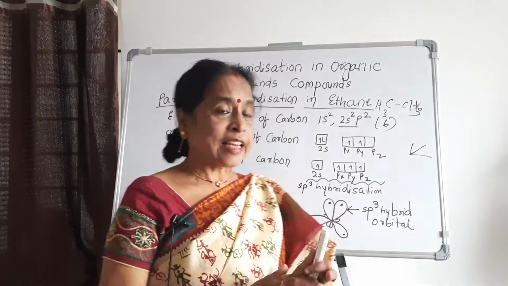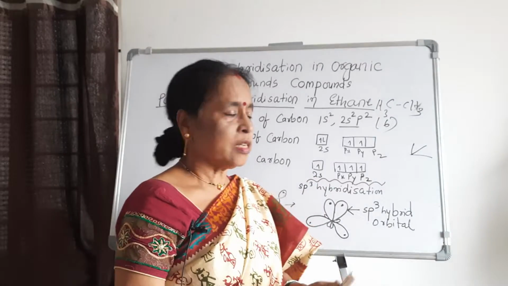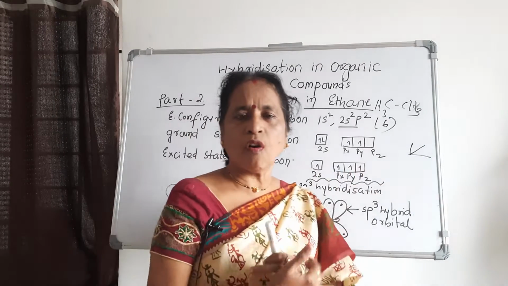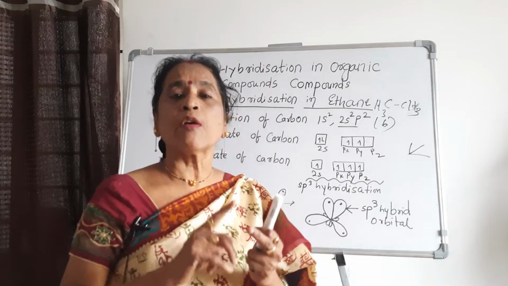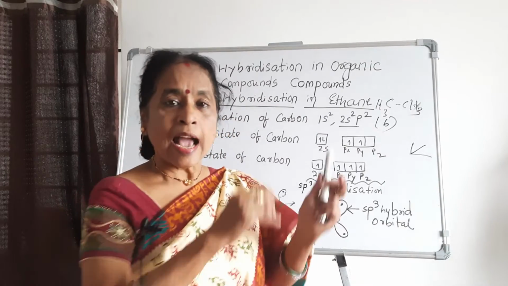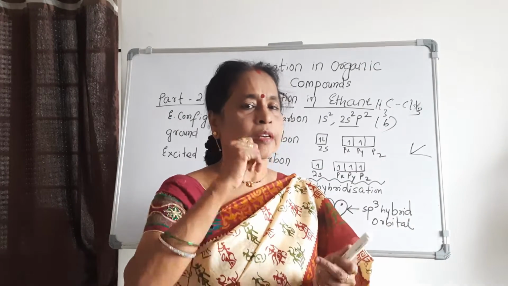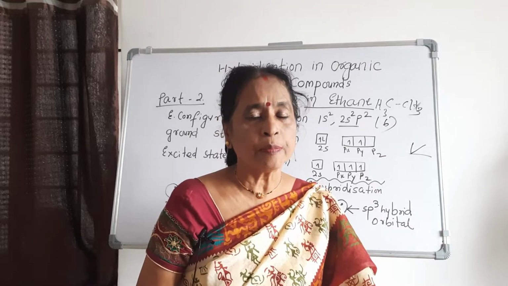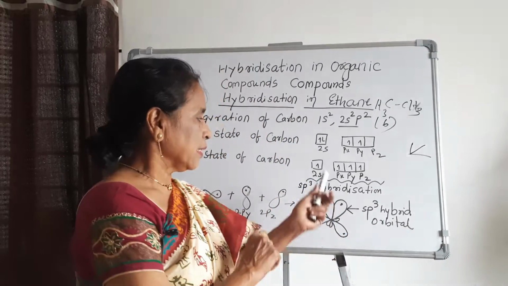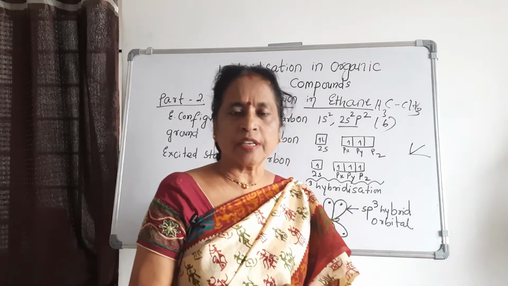In chemistry, it is proved that the bonds formed have equivalent energy and the same length. Then how is it possible? How is it possible? Why is it possible? Then the idea of hybridization came.